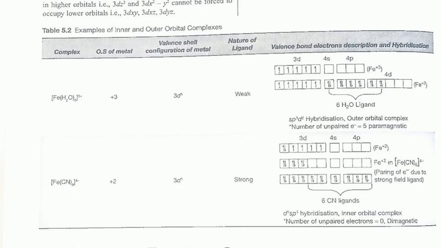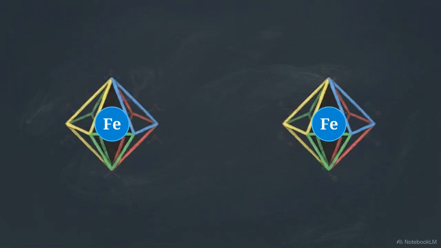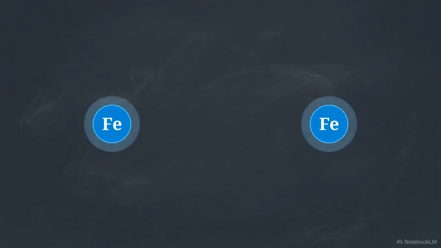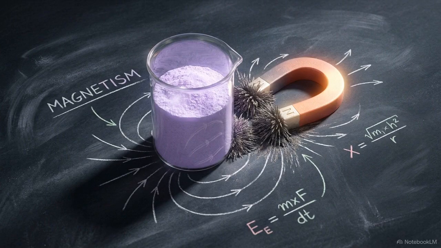This table details the properties of two specific coordination complexes. On the top row, we have an iron ion bonded to 6 water molecules. Just below it, we have an iron ion bonded to 6 cyanide molecules. Both of these structures are built around the exact same core, a central iron ion, yet they behave entirely differently.